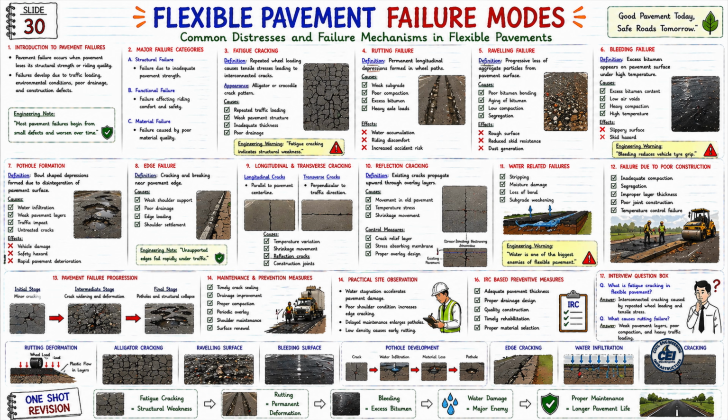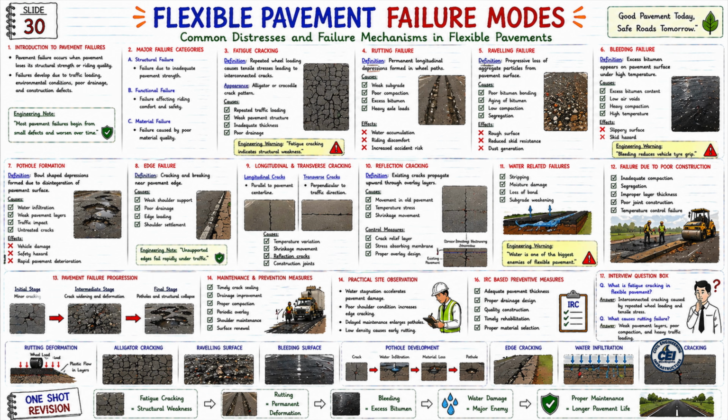Now let us look at the 16th topic. 1-6 IRC-based preventive measures. For pavement protection as per IRC guidelines: adequate pavement thickness, proper drainage design, quality construction, timely rehabilitation, proper material selection. It is very important. Now let us look at the 17th topic.